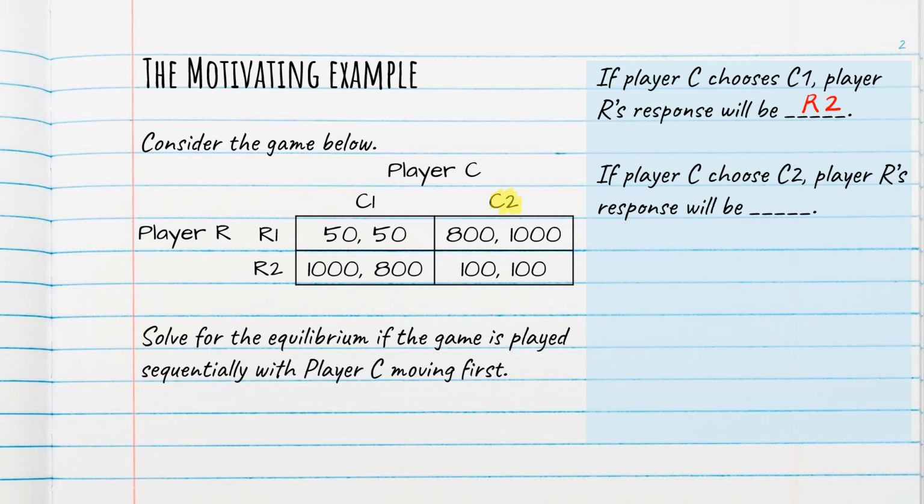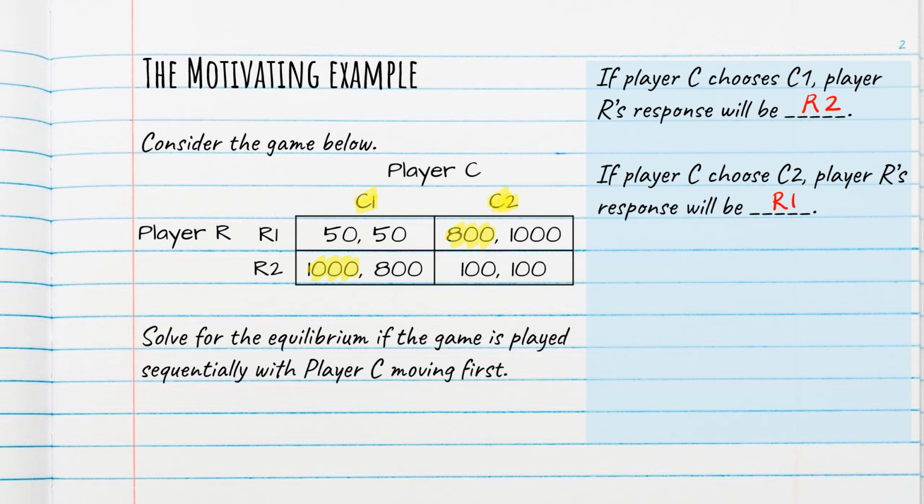Similar exercise. Player R says, okay, player C chose C2. If I choose R1, I'll get 800. If I choose R2, I'll get 100. Clearly, 800 is greater than 100. So player R's payoff maximizing response is R1. So if you want, you can almost think of this as a highlighting exercise where we say if C1 is chosen, R2 is chosen in response, and if C2 is chosen, R1 is chosen in response. So that's us dealing with the end of the game.